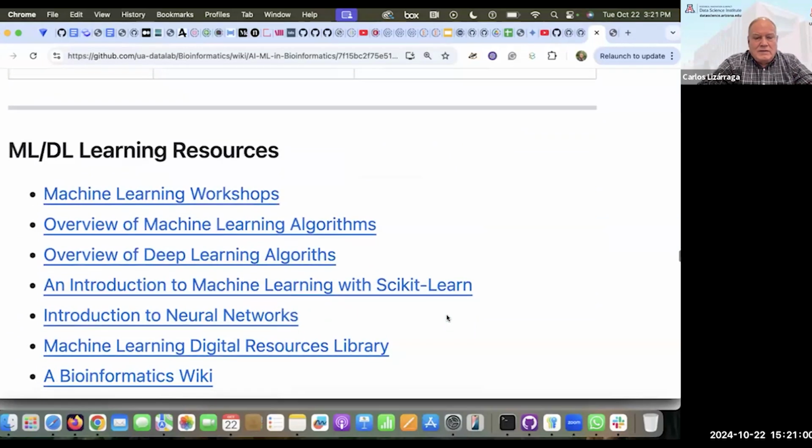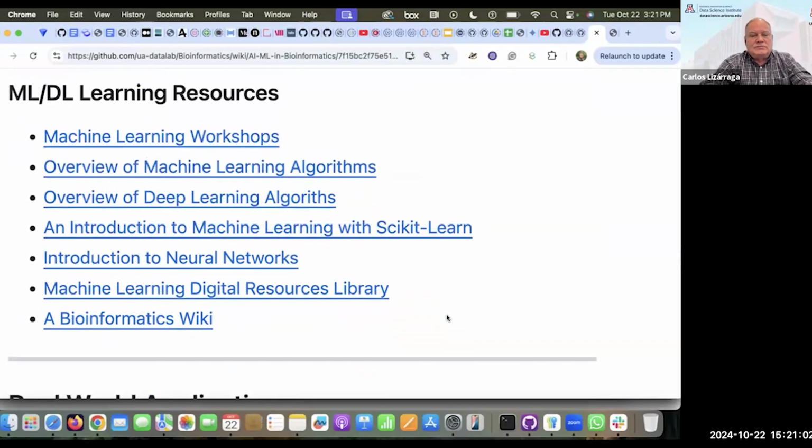Okay, and then we will have all these different learning resources where you can learn more about machine learning, more about classical machine learning, what type of algorithms there are, what type of libraries in Python exist for working with classical machine learning, and all the different types of neural networks, and that's about it.